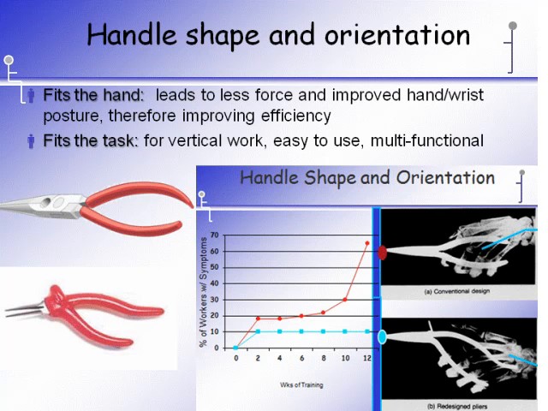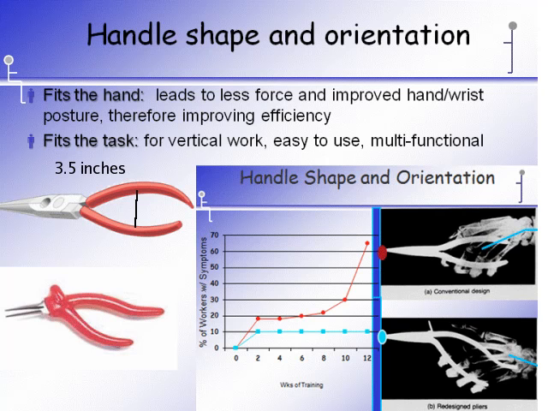So, handle shape and orientation. We want to make sure that the tool fits the hand, so that it's not too small or too big for the hand. If you have a tool that you have to open, like the pliers you see here in this picture, the span between this space should be no more than 3.5 inches. And the task should fit the tool.